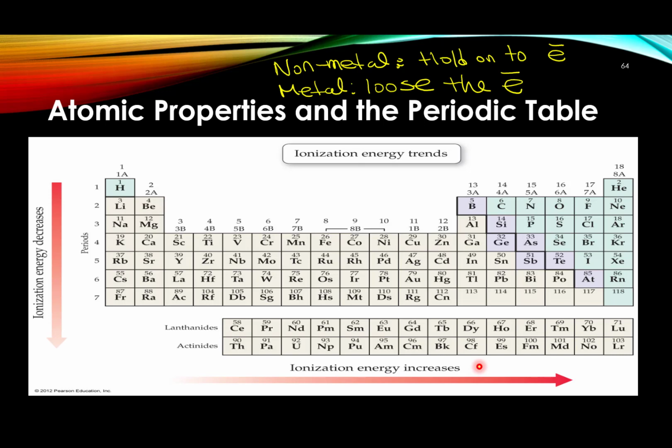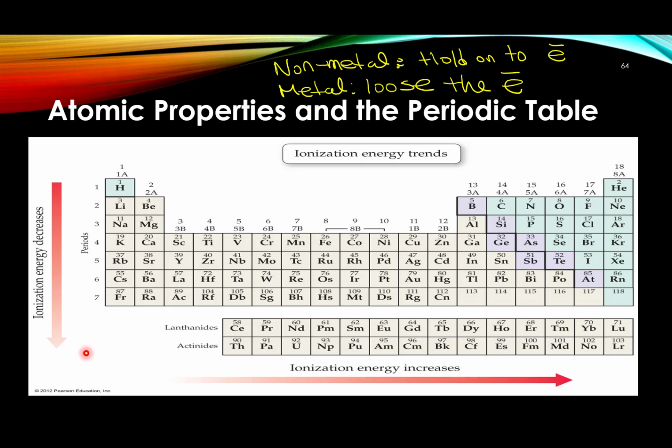Whereas as we go down the group, ionization energy decreases. Why? Because metallic characteristics increases. Metals want to get rid of their electrons. That's why you don't need too much energy to remove the electron. That's the reason. The ionization energy increases as we go from left to right, and it decreases as we go from top to bottom.